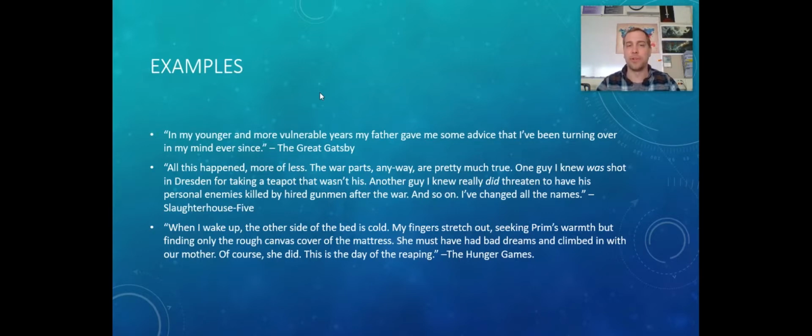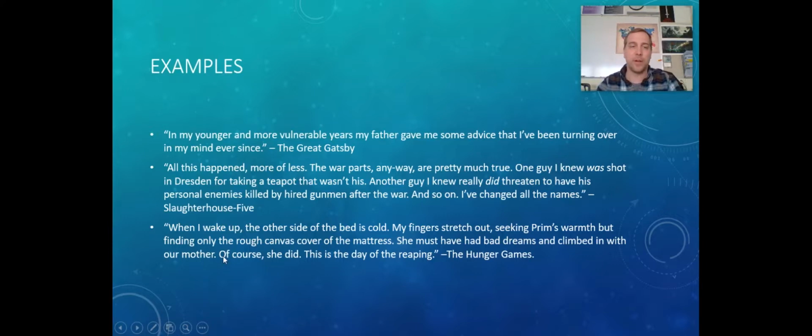"All this happened more or less. The war parts, anyway, are pretty much true. One guy I knew was shot in Dresden for taking a teapot that wasn't his. Another guy I knew really did threaten to have his personal enemies killed by hired gunmen after the war, and so on. I've changed all the names." That's from Slaughterhouse-Five. And once again, you see the I telling the story.